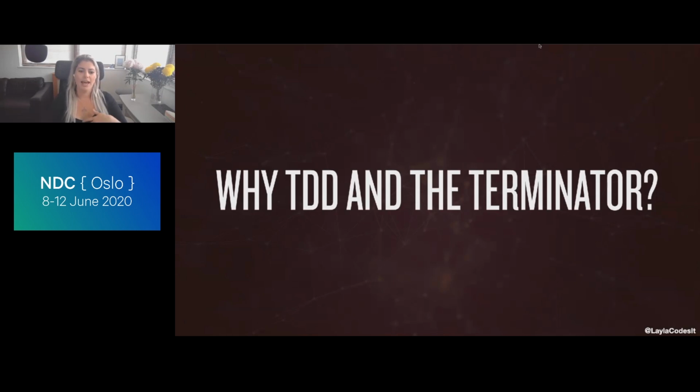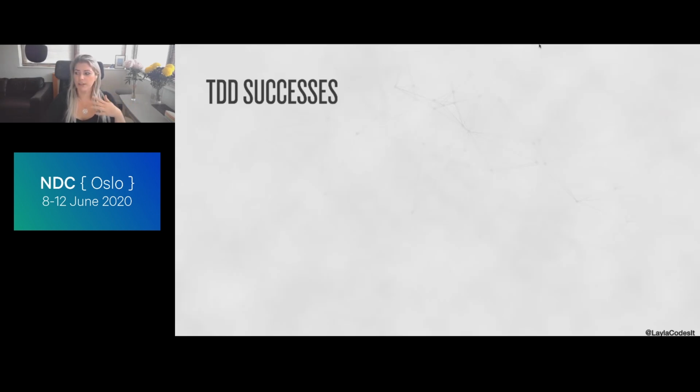So let's have a look at some TDD successes. And the first one of those is acceptance criteria. Now, this is where you speak to the project or product owner or your project manager, and you really get them to define what the requirements for each feature are. And what does this mean, really? Well, it means that you don't have any wishy-washy requirements and you know exactly what your code should do. And if you know exactly what your code should do, then it's very easy to write tests for it.